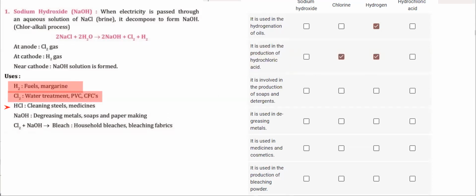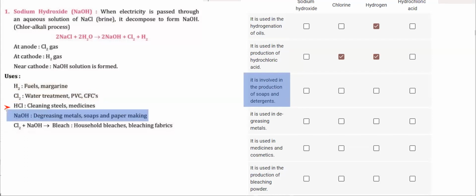In the next part, what is involved in the production of detergent? Soaps or detergents are the same here. So this is sodium hydroxide, which is used in the making of soaps and detergents. The next one is the one used in degreasing metal. As you can see here, sodium hydroxide is used in degreasing metal, so we'll write sodium hydroxide.